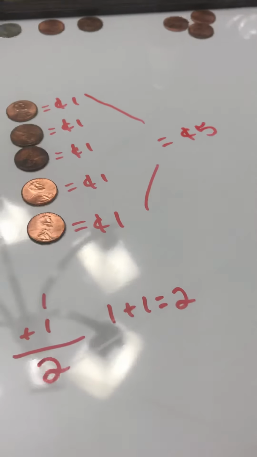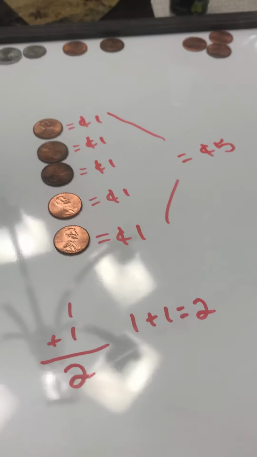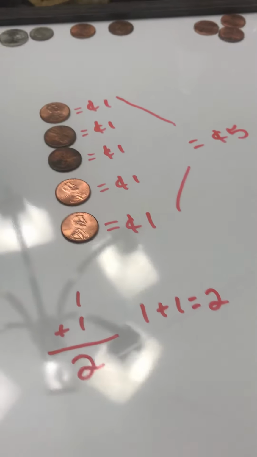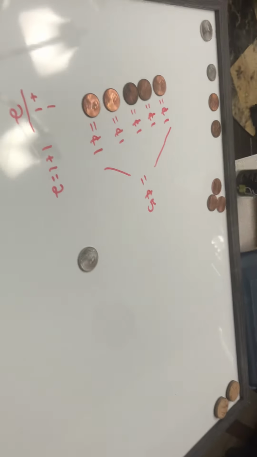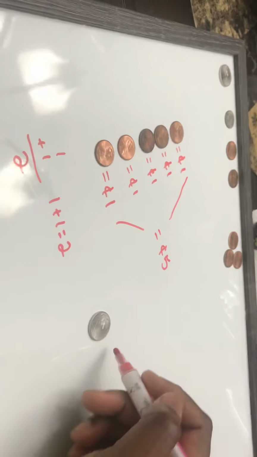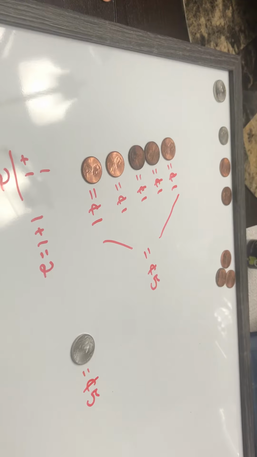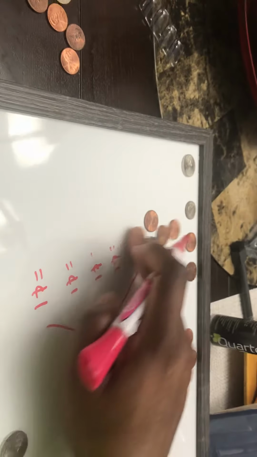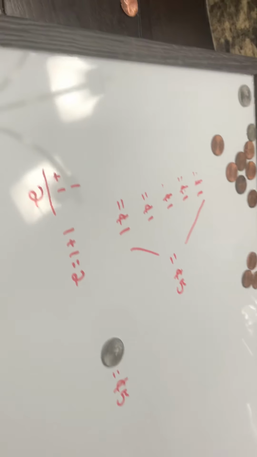Now, let's break this down. We got a lot of pennies here. So let's trade in some pennies for this 5 cents. Do we have anything that we can? Well, let's introduce the nickel. Now, the nickel is worth 5 cents. So now we no longer have to use all of these pennies because now we have something better that holds the same value.